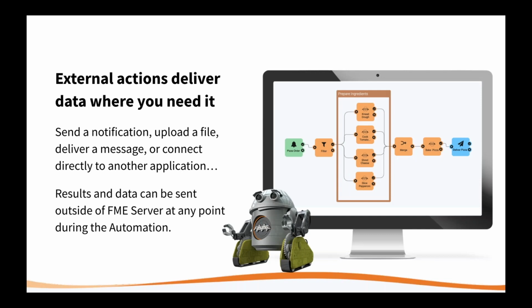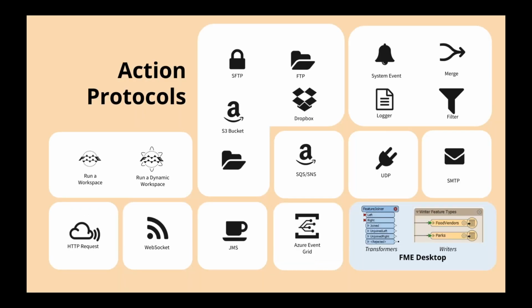External actions are the best way to integrate and connect with other applications. So this might look like sending a notification out upon delivery or failure of a job, uploading data to a file share. This part of the workflow is entirely up to you. And here's another summary page just of all the available protocols for internal and external actions.